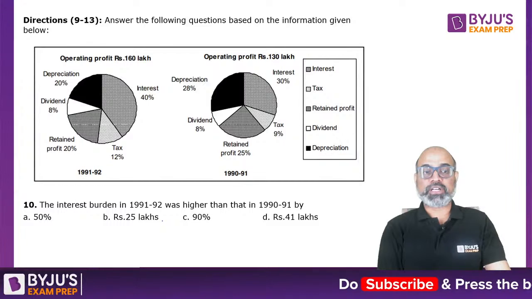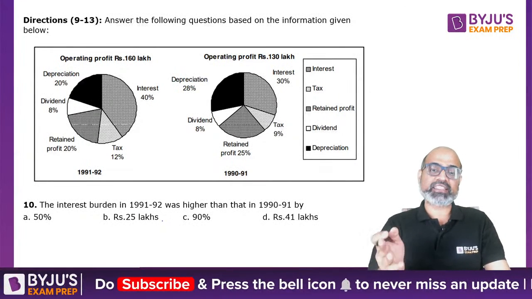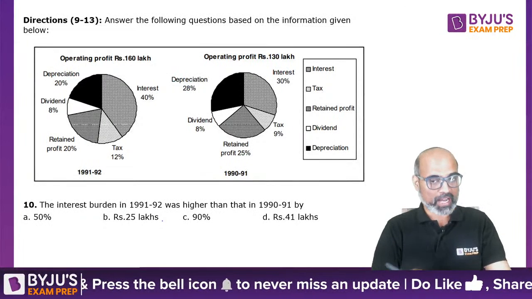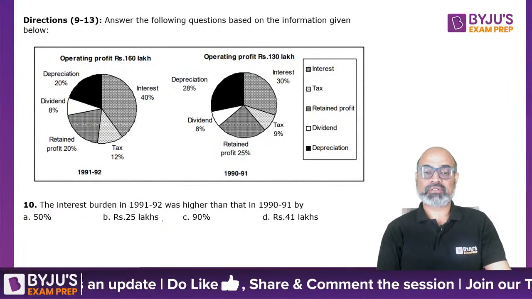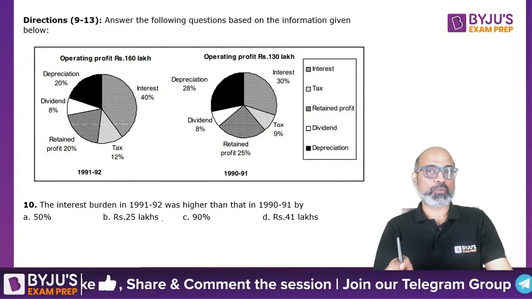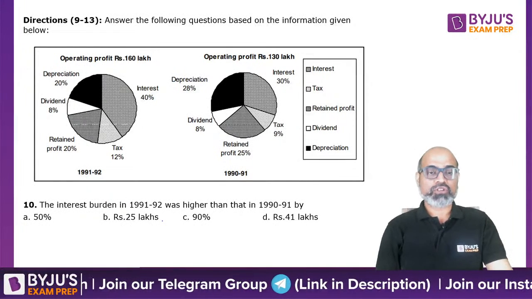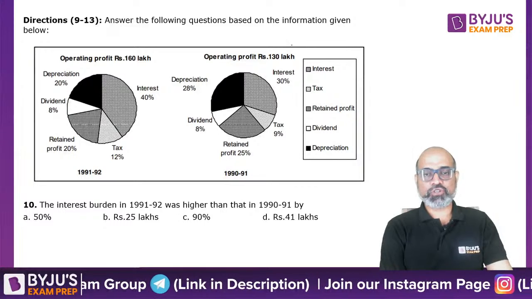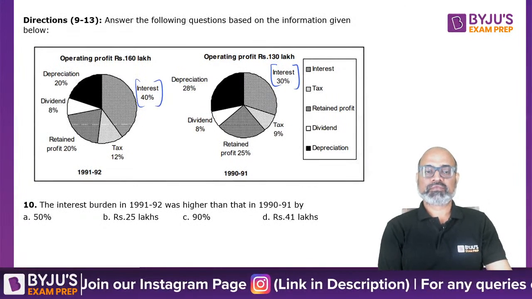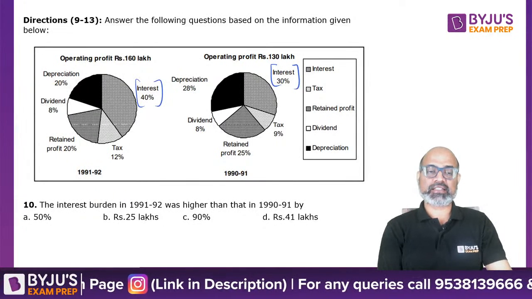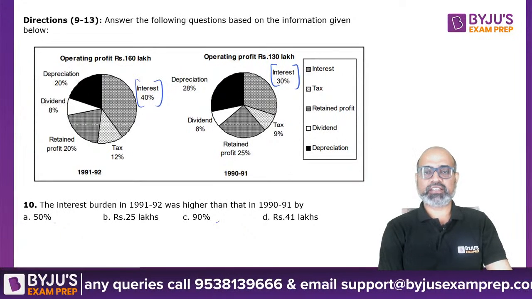The interest burden in 1991-92 was higher than that in 1991 by what percentage or quantity or magnitude? So we have combination of options. 2 options are percentage, 2 options are magnitude. So interest burden, interest is this one. And since they are asking us, if you look at the percentages, then we can solve it.